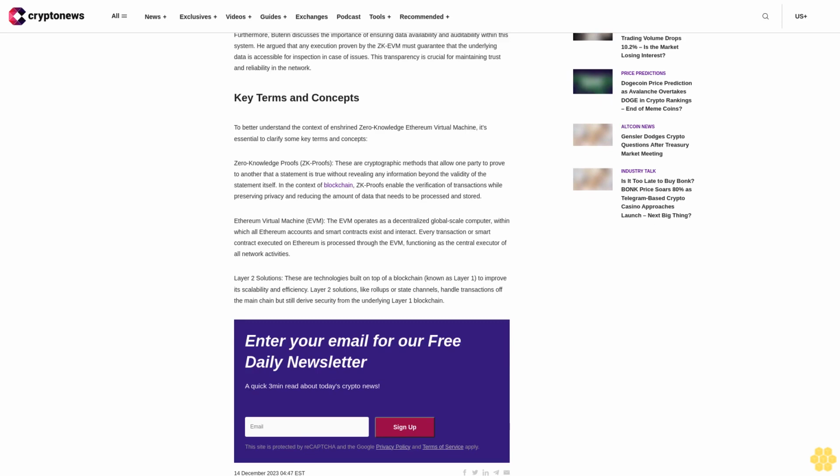Layer 2 solutions. These are technologies built on top of a blockchain known as Layer 1 to improve its scalability and efficiency. Layer 2 solutions, like rollups or state channels, handle transactions off the main chain but still derive security from the underlying Layer 1 blockchain.